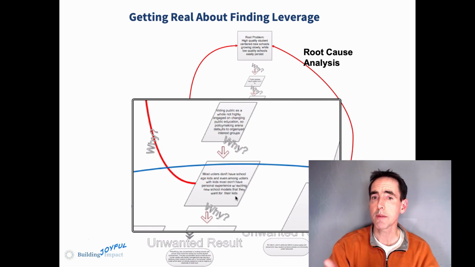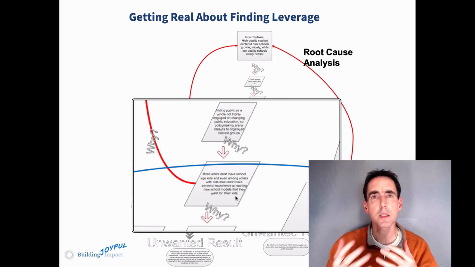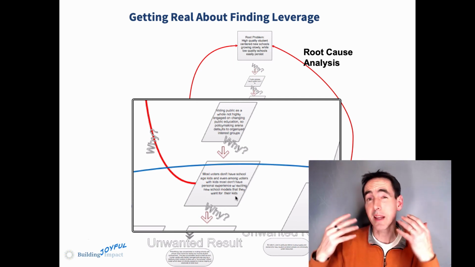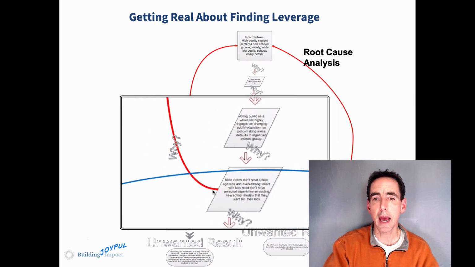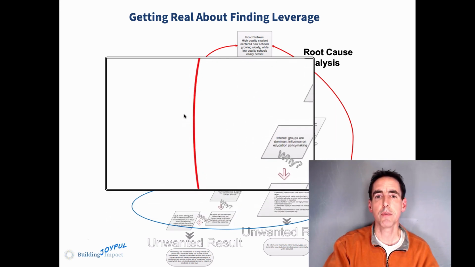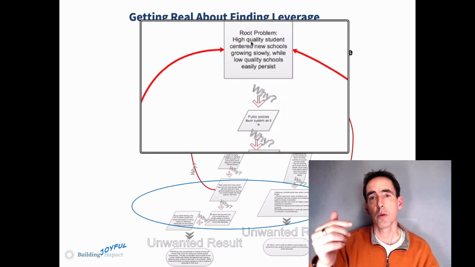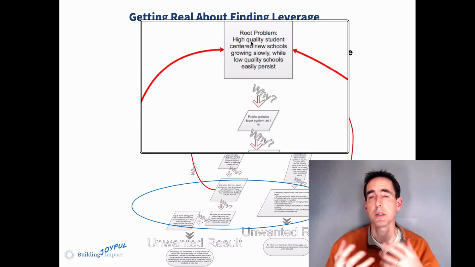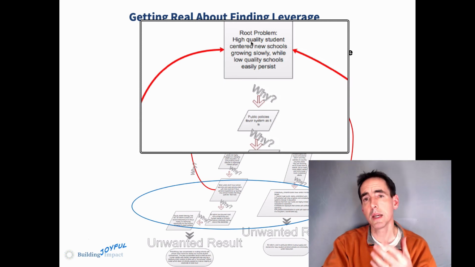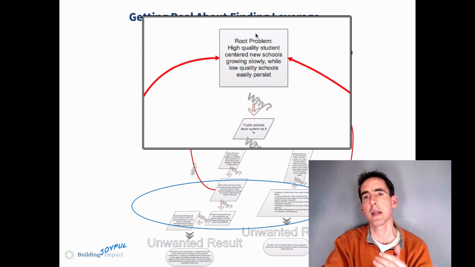Because most voters don't have school-age children, and among the voters who do have kids, they're not exposed to innovative school models that they're really excited about as being relevant for their kids. And why is that? And this is where we get this red feedback loop. And look where this goes, all the way back up to the root problem. The reason that the voting public isn't exposed to these options that they think are valuable for their own kids is because high quality student centered new schools are growing slowly. So the supply of them is just not that great.